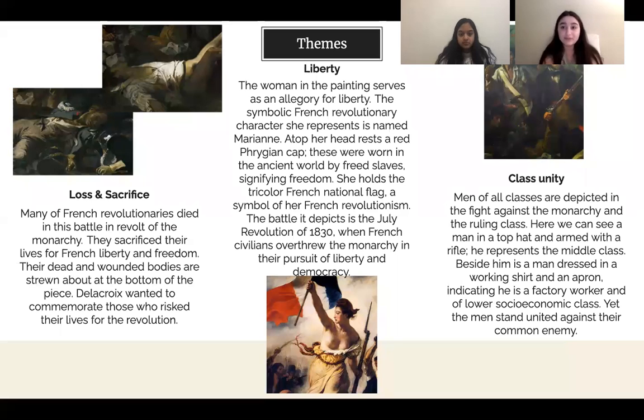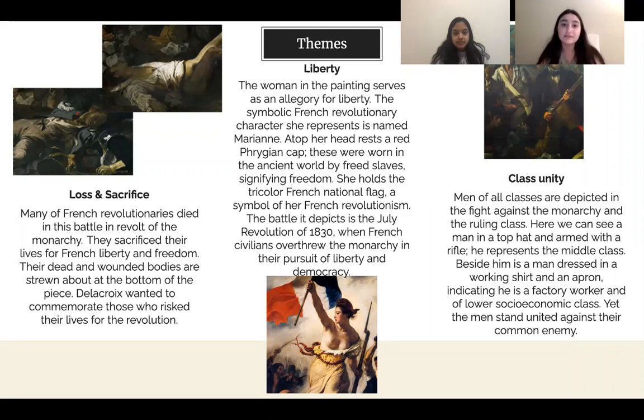Some themes that you can pick up from the painting is firstly, loss and sacrifice. Many French revolutionaries died in the revolt against the monarchy. They sacrificed their lives for French liberty and freedom. And you can see at the bottom of the painting, their dead and wounded bodies strewn about. Delacroix wanted to commemorate those who risked their lives for the revolution.